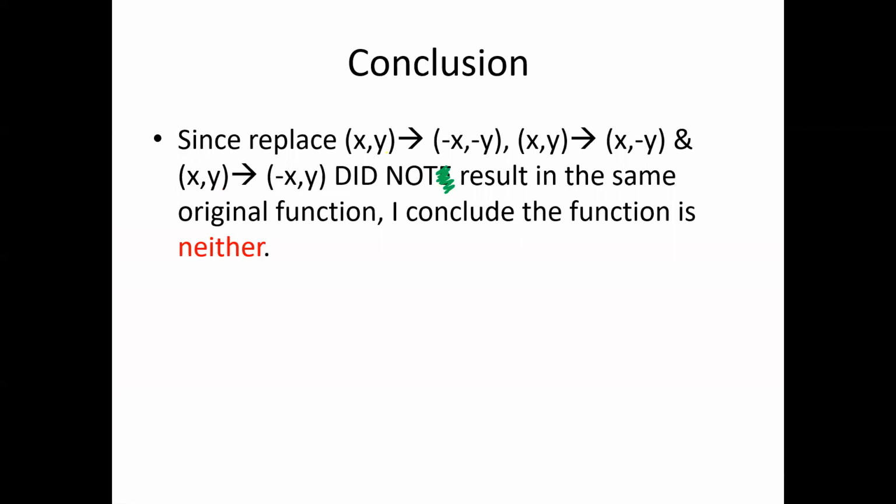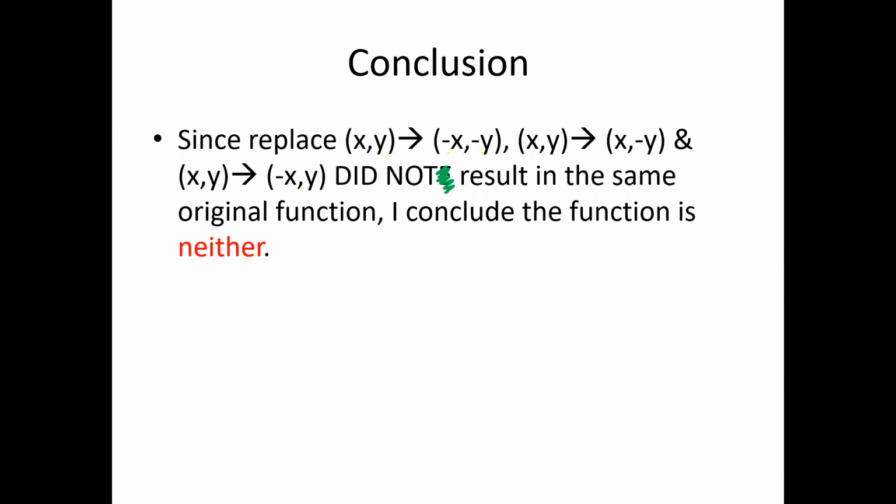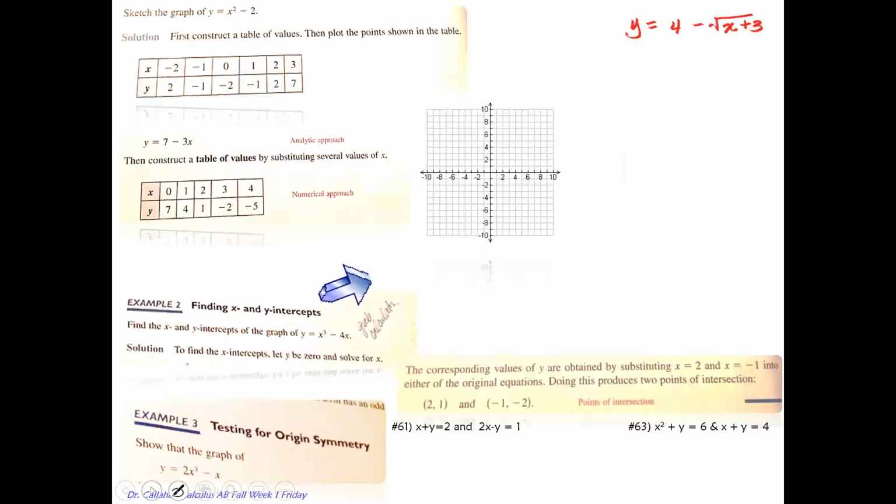So since replacing x and y with negative x and negative y, x and y with x and negative y, and x and y with negative x and positive y did not result in the same original function, I conclude the function is neither. And that's what you will say.